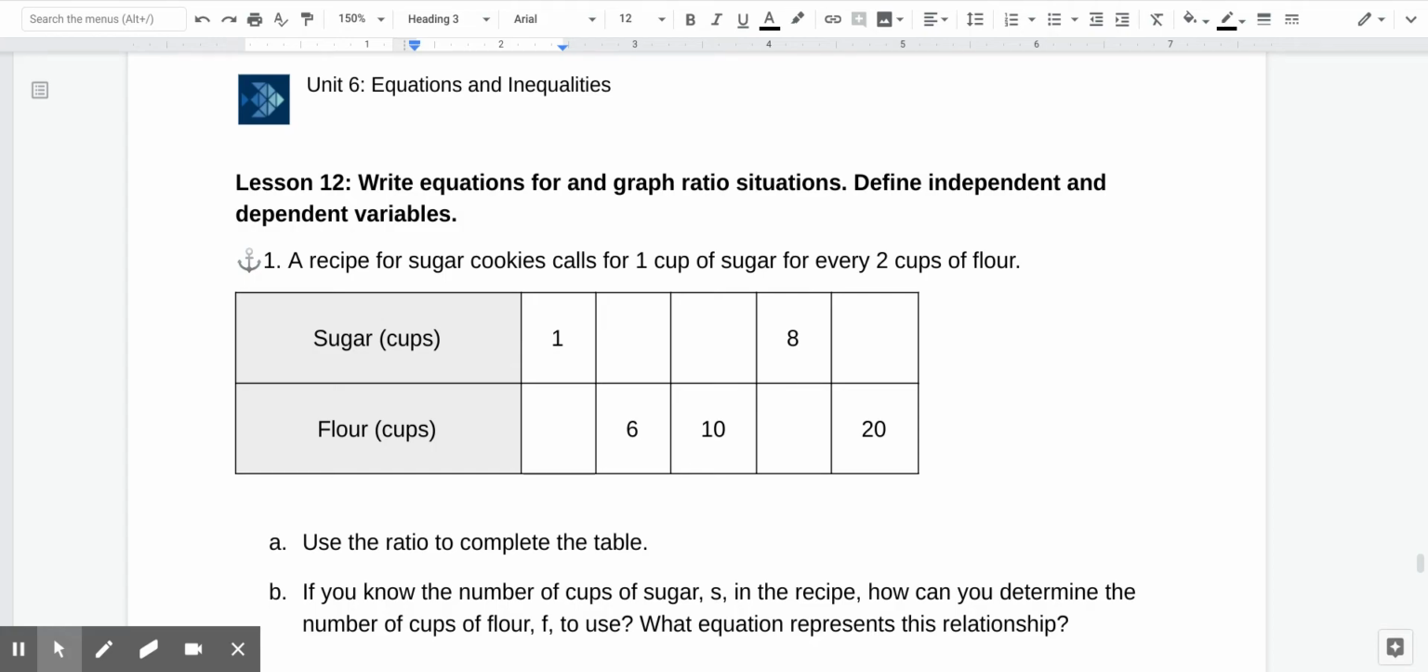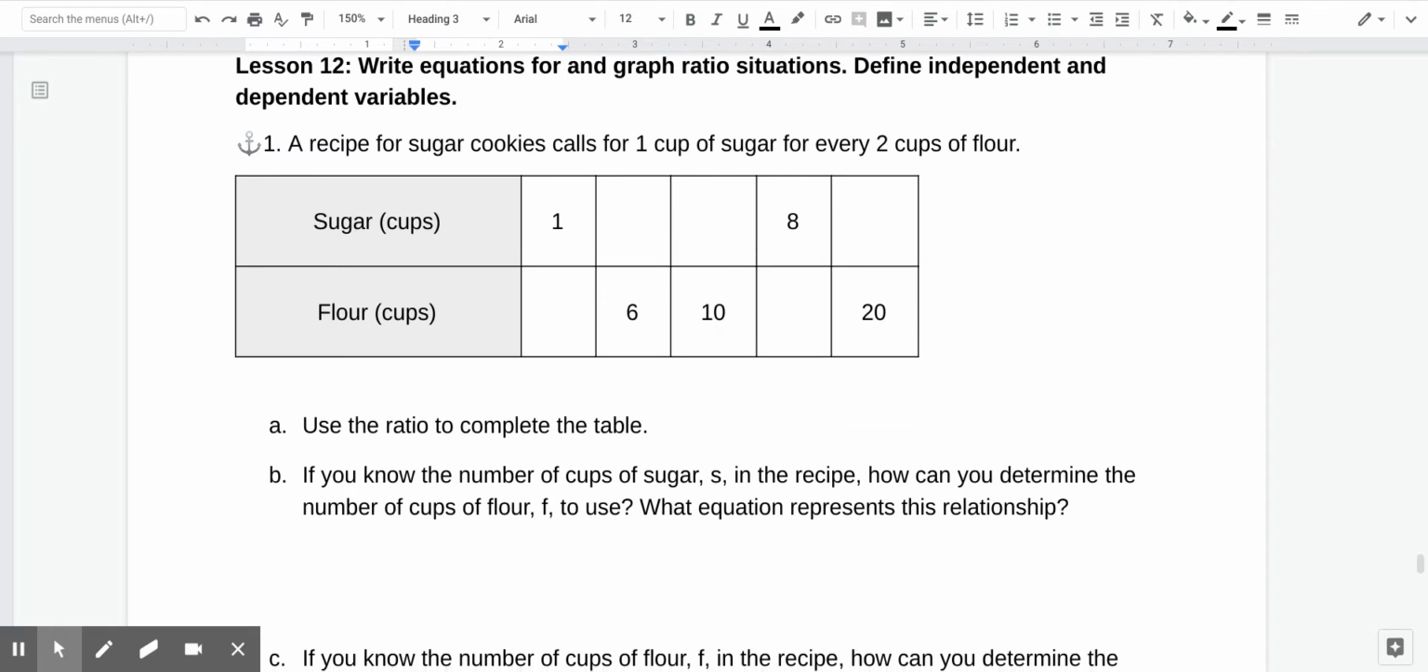Match Fish Tank Unit 6, Lesson 12, Anchor Problem Number 1.